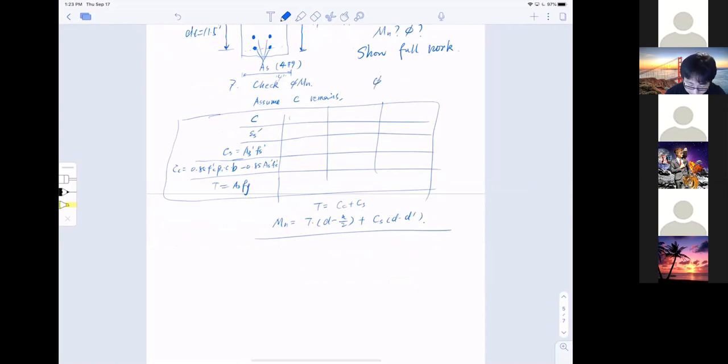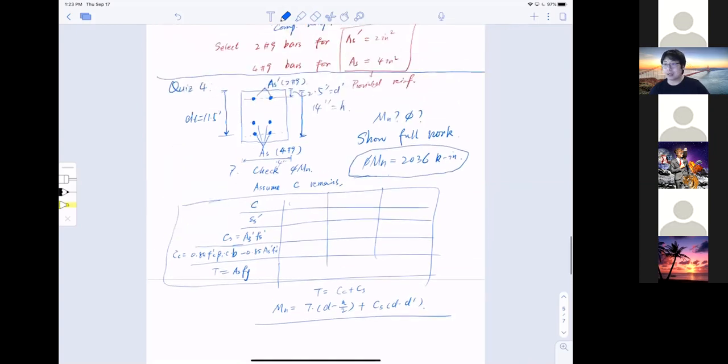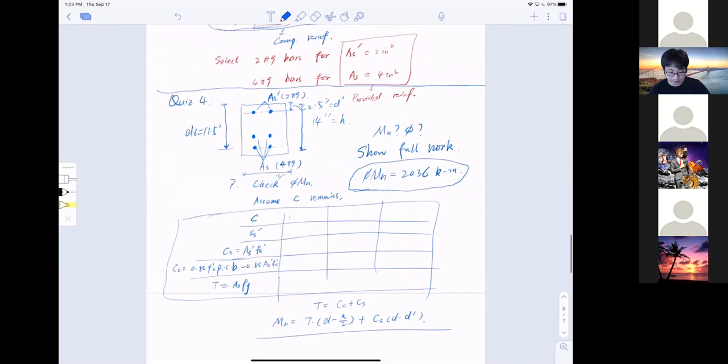The final answer, phi Mn, equal to 2036 kips inch. See if you can get this number. I want to see the full work. I'll open up a quiz for this one. Any questions? Are we good on this?